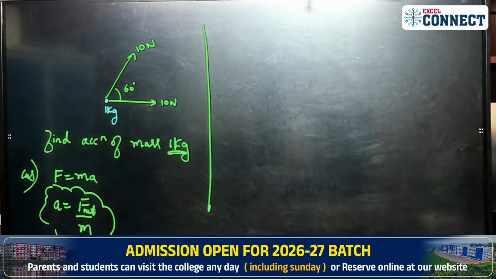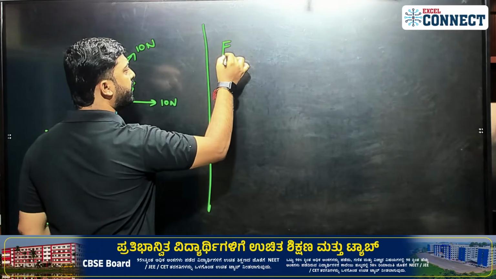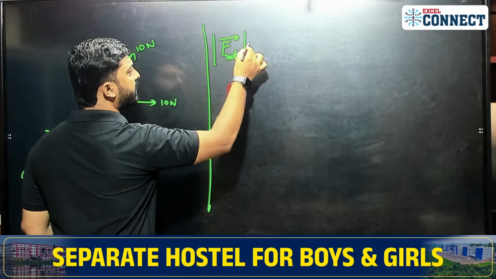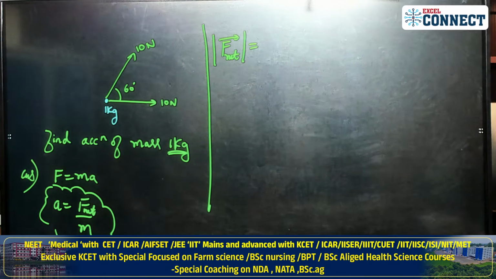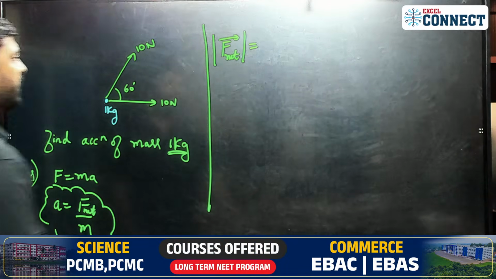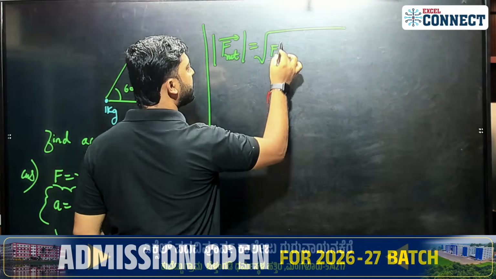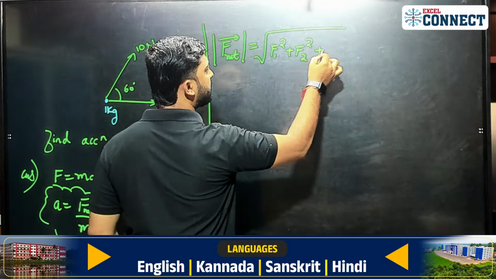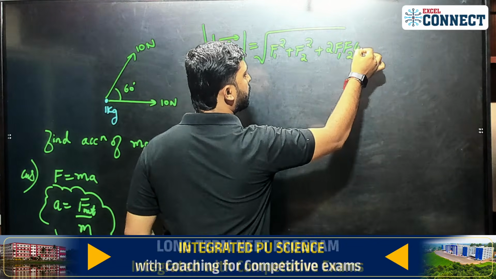Since there are two forces here, we need to calculate F net, its magnitude. How to find net force? Net force is found by the resultant formula: root of F1 square plus F2 square plus 2 F1 F2 cos theta.